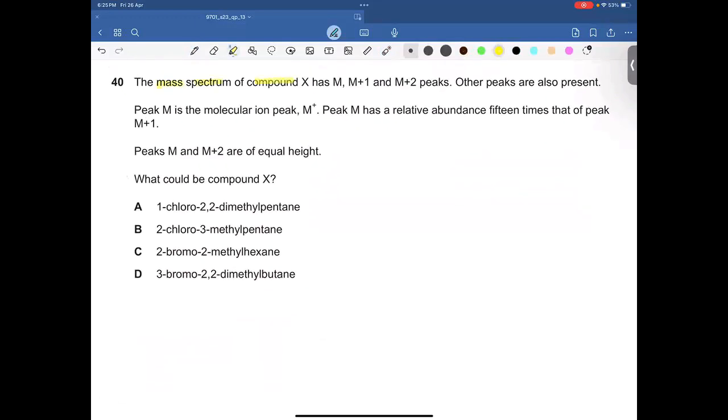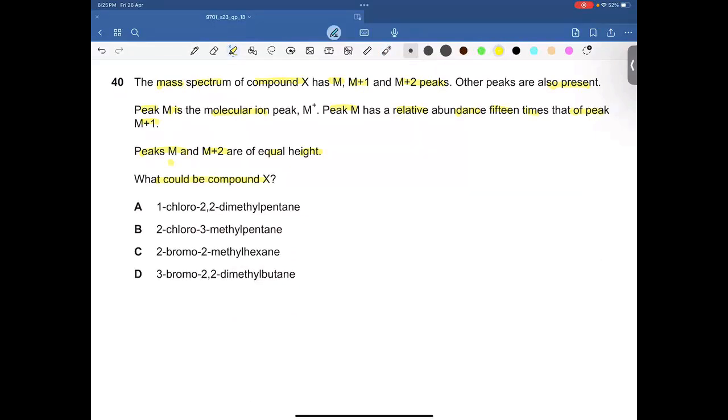The mass spectrum of compound X has molecular ion peak, M+1 peak, and M+2 peak. Other peaks are also present. Peak M has a relative abundance of 15 times that of peak M+1. Peak M and M+2 are of equal height. What could be compound X?